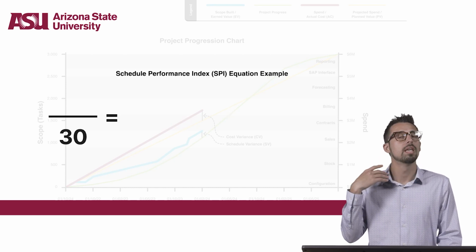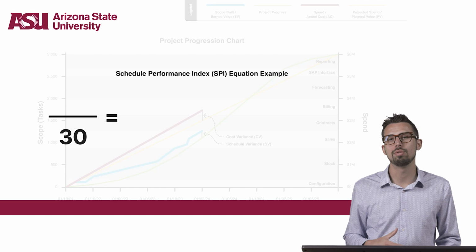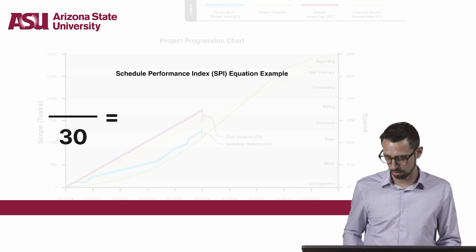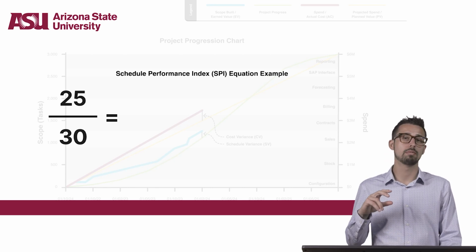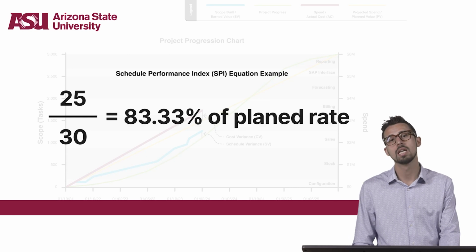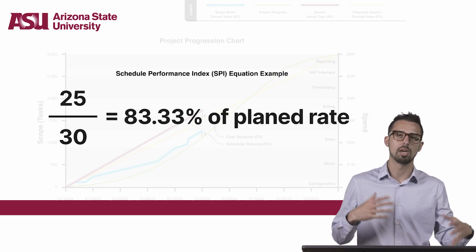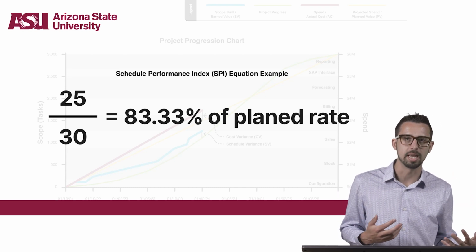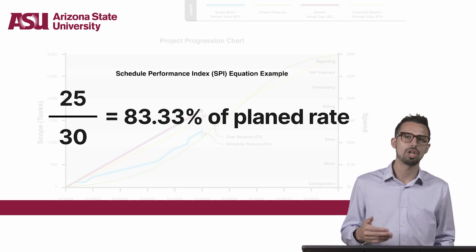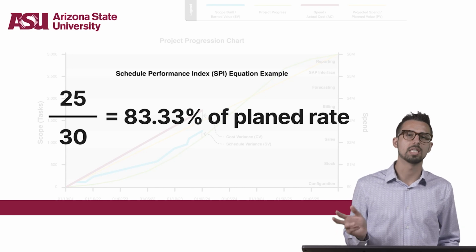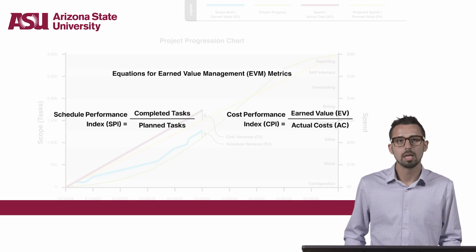For example, if the team planned to complete 30 tasks in an iteration, but only completed 25 tasks, then the SPI is 25 divided by 30, or about 0.83. The team is working just over 83% of the planned rate.